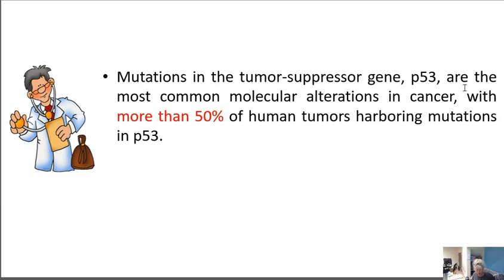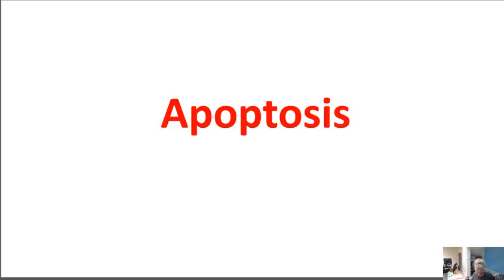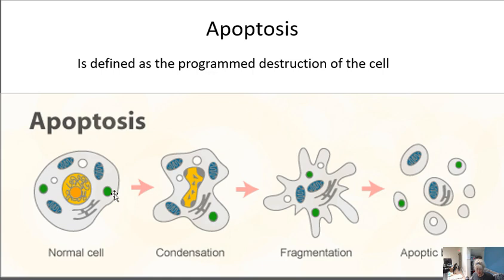Mutations in the tumor suppressor gene P53 are the most common molecular alteration. More than 50% of human tumors harbor mutations in P53. Germline mutations can cause the Li-Fraumeni syndrome, and that causes all kinds of cancers. So if we take a look at apoptosis, it's programmed cell death. You have your normal cell, you have your condensation, fragmentation, and apoptosis. So this is your pyknosis, your karyorrhexis, and your karyolysis, and then in come the macrophages.